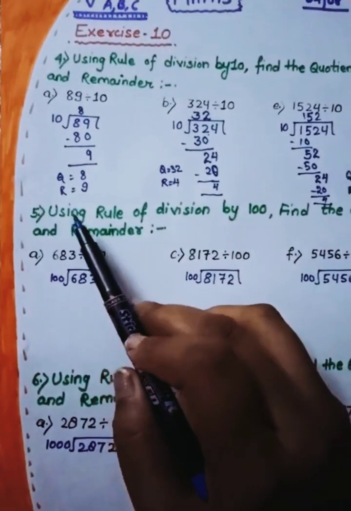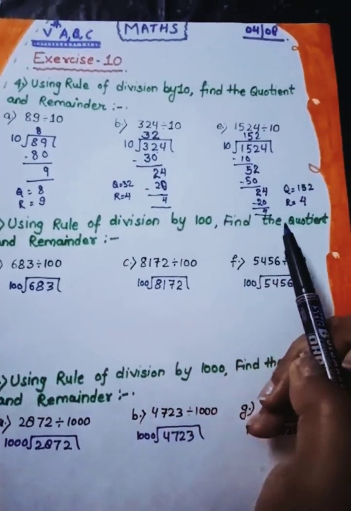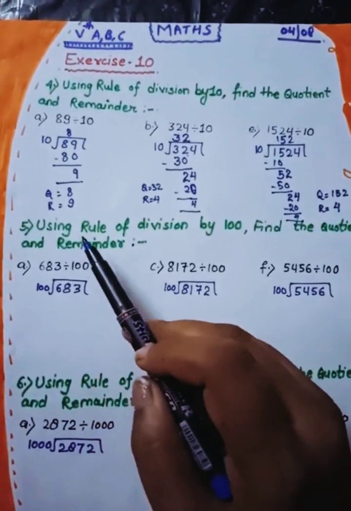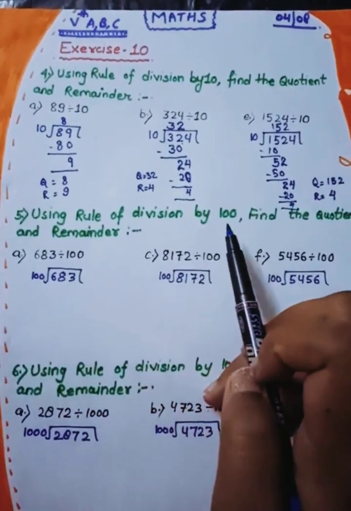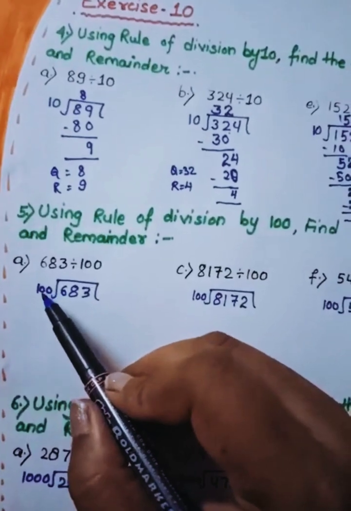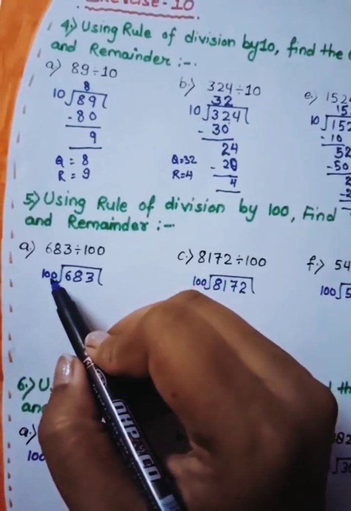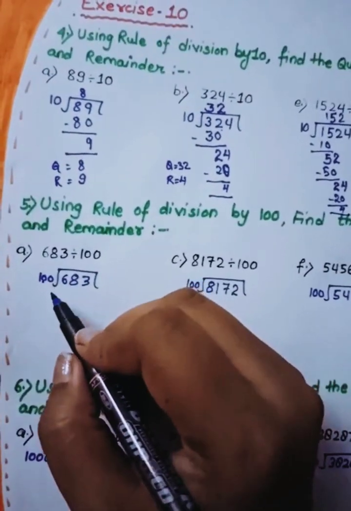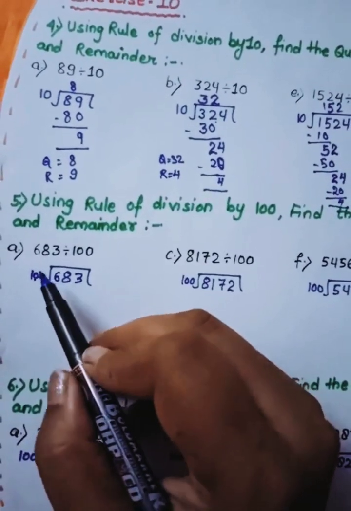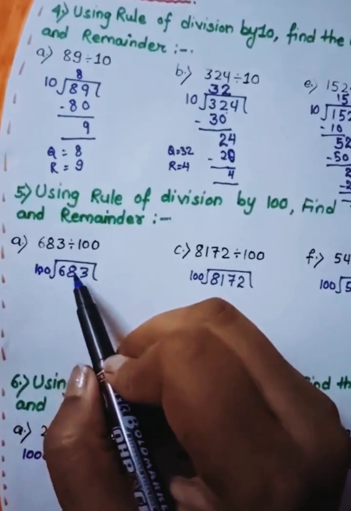Now we will move on to question number 5, and the question says, using rule of division by 100, find the quotient and remainder. So we have to use the rule of division by 100, and I have already explained to you how we have to do this. We have to read out the table of 100. That is quite easy, and see how to do it. 100 ones are 100. First of all, I cannot divide 6 by 100. I cannot even divide 68 by 100. So I have to take all these 3 digits together. So now it has become 683.